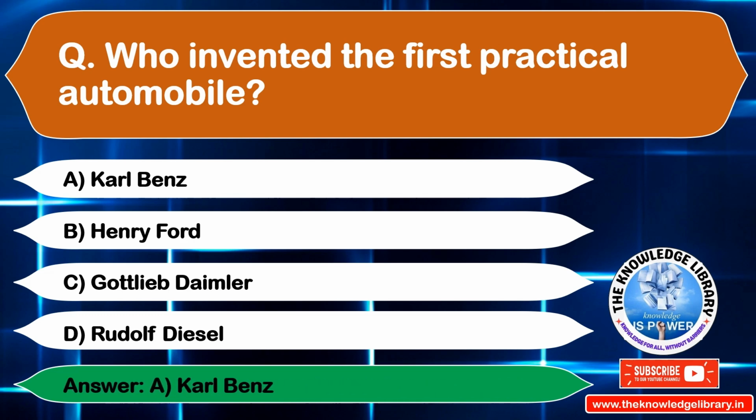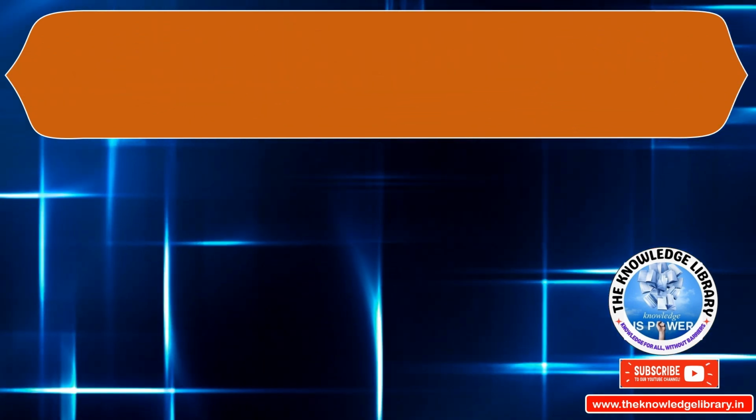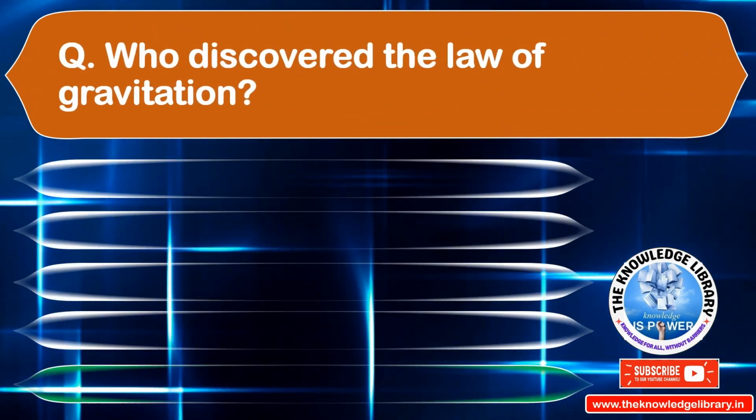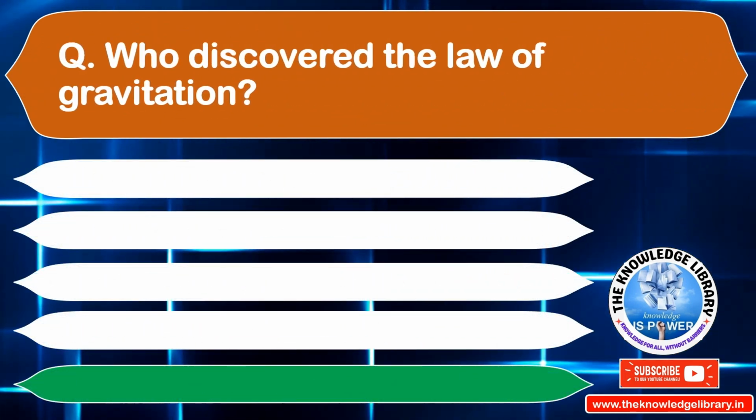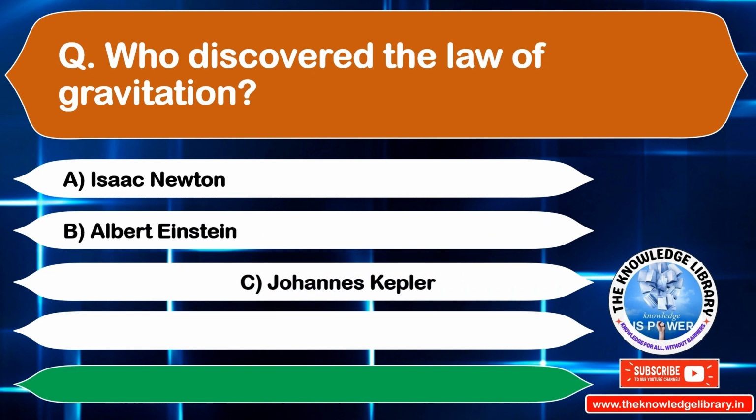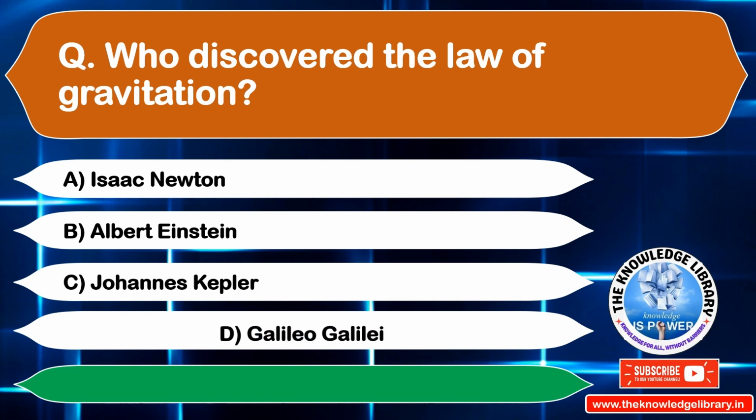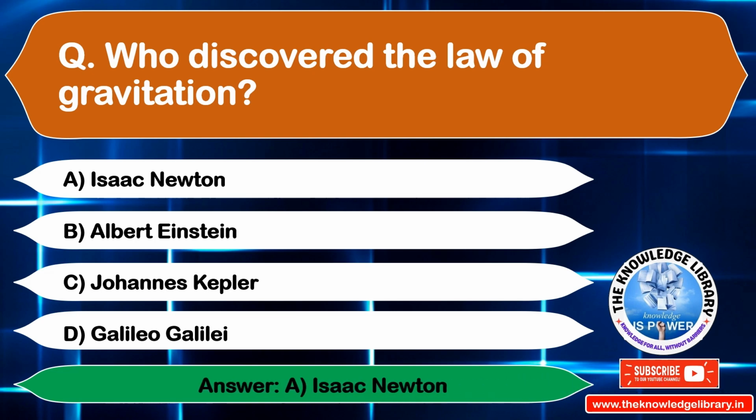Move to the next question. Who discovered the law of gravitation? Option A, Isaac Newton. Option B, Albert Einstein. Option C, John Kepler. Option D, Galileo Galilei. The correct answer is option A, Isaac Newton.